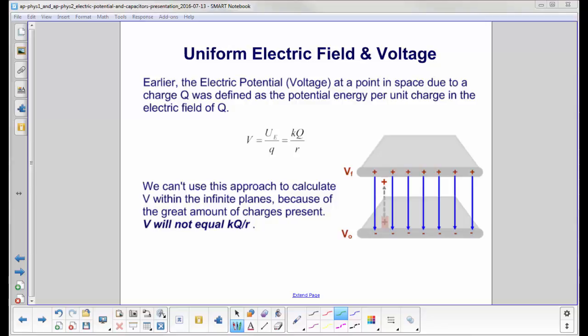Earlier, we defined the electric potential, or voltage, at a point in space due to a point charge Q as the potential energy per unit charge in the electric field of Q, and we got KQ over R, where R is the distance from any point in space to the charge. We can't use the same approach to calculate voltage within these infinite planes because of the great amount of charges present. V will not equal KQ over R for this region of space.